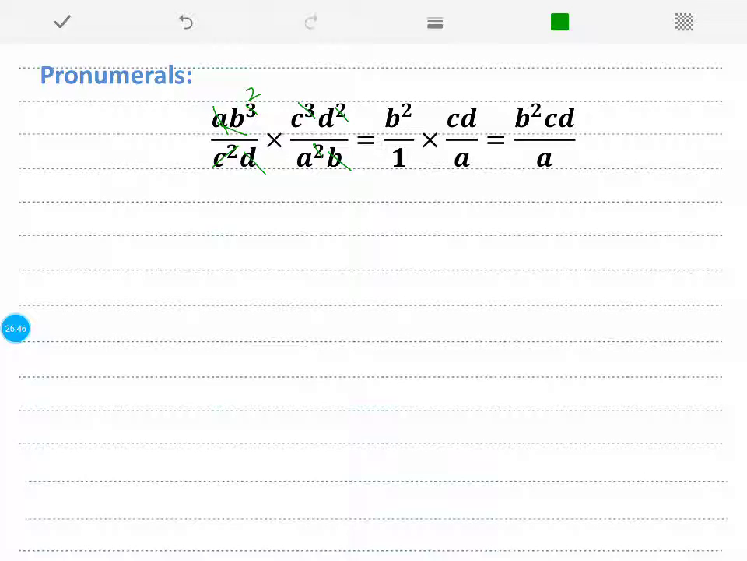Then you find the equivalent of this expression becomes b squared here over 1, because nothing is left on the bottom of the first fraction, so here it is 1. So b squared over 1 times cd over a. And then finally you find b squared cd over a as the final answer. It's easier, isn't it?